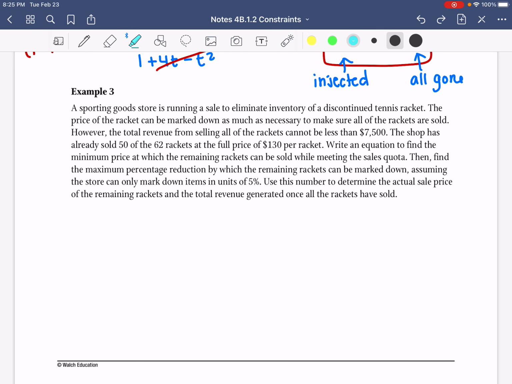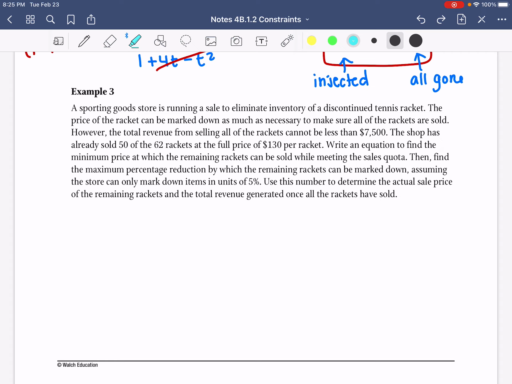It says a sporting goods store is running a sale to eliminate inventory of a discontinued tennis racket. The price of the racket can be marked down as much as necessary to make sure all the rackets are sold. However, the total revenue from selling all of the rackets cannot be less than $7,500. The shop has already sold 50 of the 62 rackets at the full price of $130 per racket. Write an equation to find the minimum price at which the remaining rackets can be sold while meeting the sales quota. Then find the maximum percentage reduction by which the remaining rackets can be marked down, assuming that the store can only mark down items in units of 5%.